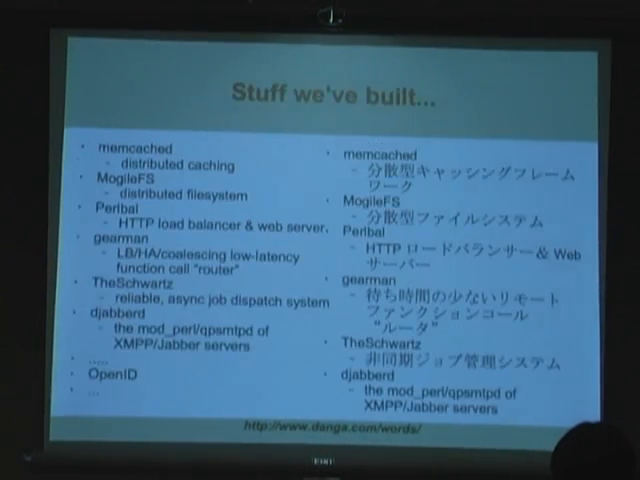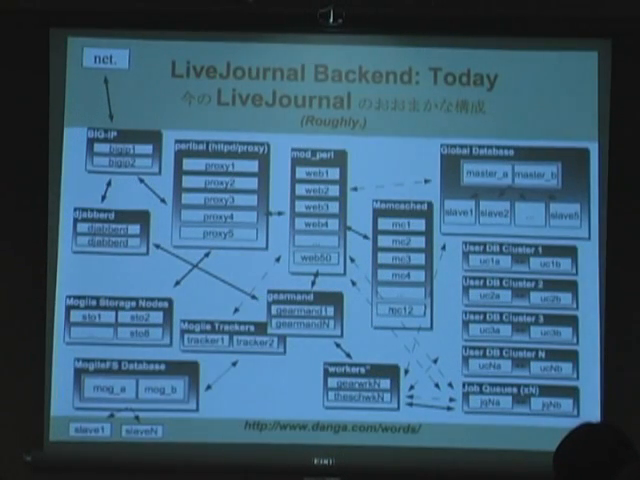We want you to. So stuff we've built as a result over the years: Memcache for distributed caching, our file system, which we'll talk about a lot more later, Perlbal for lots of crazy HTTP-related Swiss Army knife type stuff, Gearman, which is really cool, and the Shorts, which is kind of like Gearman for job dispatch and stuff, and our Jabber server, which is pretty fun too. So we'll briefly touch on all this stuff after we talk about this mess.